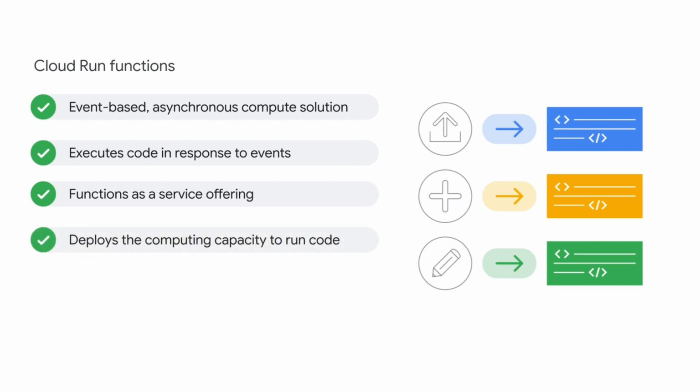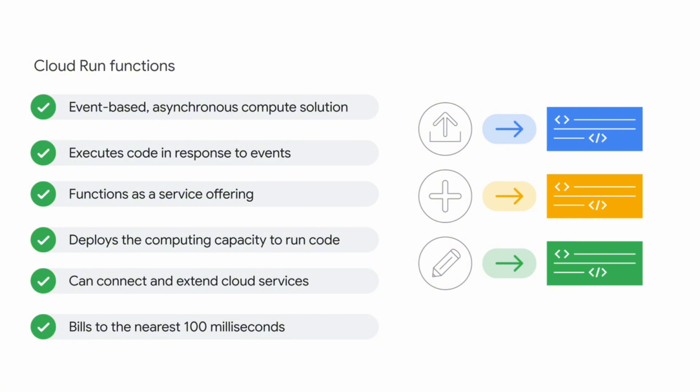Simply upload code written in Node.js, Python, Go, Java, .NET Core, Ruby, or PHP, and Google Cloud will automatically deploy the appropriate computing capacity to run that code. These functions can be used to construct application workflows from individual business logic tasks. Cloud Run Functions can also be used to connect and extend cloud services. You'll be billed to the nearest 100 milliseconds, but only while your code is running. Cloud Run Functions also provides a perpetual free tier, so many Cloud Function use cases can be free of charge.